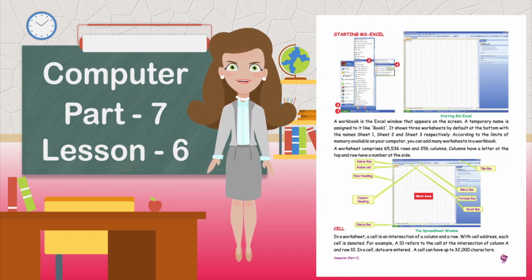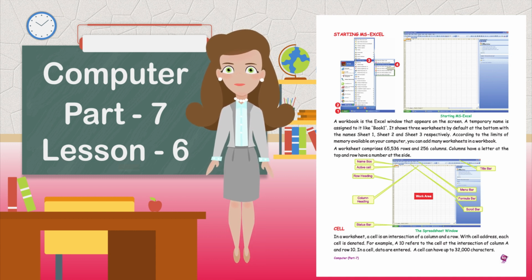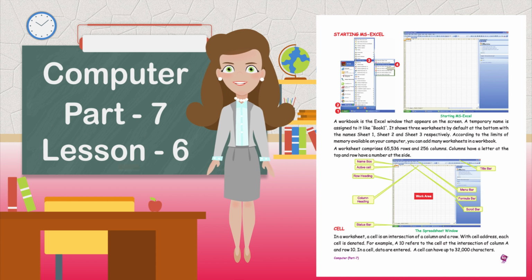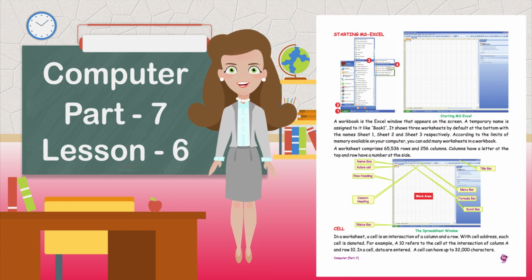Starting MS Excel. A workbook is the Excel window that appears on the screen. A temporary name is assigned to it, like Book 1. It shows 3 worksheets by default at the bottom with the names Sheet 1, Sheet 2 and Sheet 3 respectively. According to the limits of memory available on your computer, you can add many worksheets in a workbook.